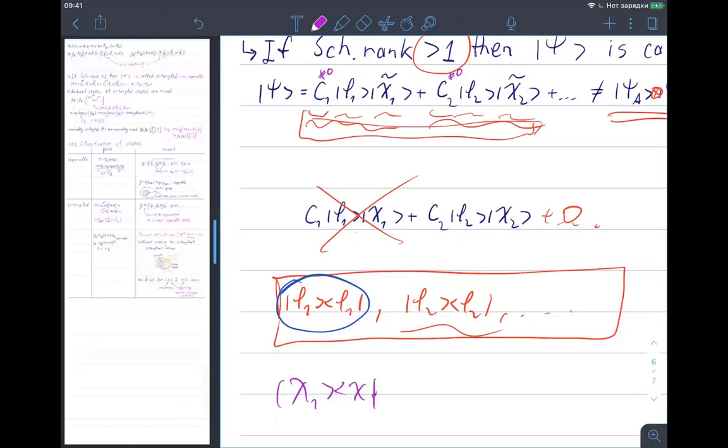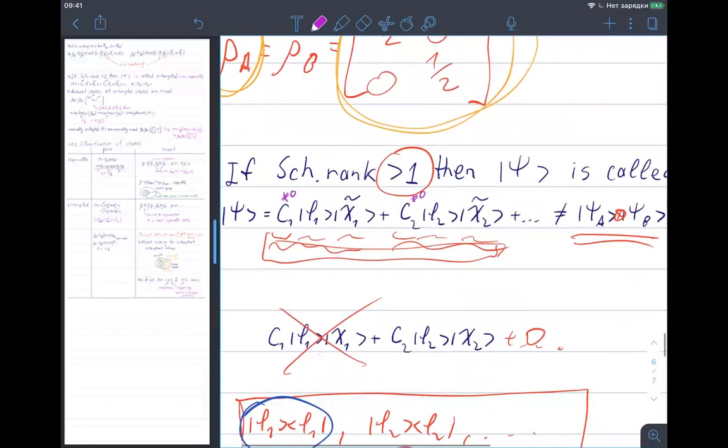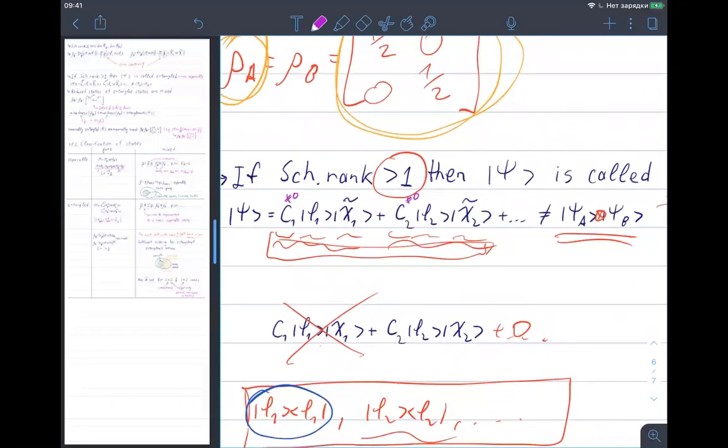Does your definition depend on the basis you choose? Because, for example, in this basis it can be separable, but in other bases it can be entangled. No. Once again, I think Schmidt rank is relevant. Your Schmidt rank does not depend on the basis. So you say your measurement operators are in the Schmidt basis?